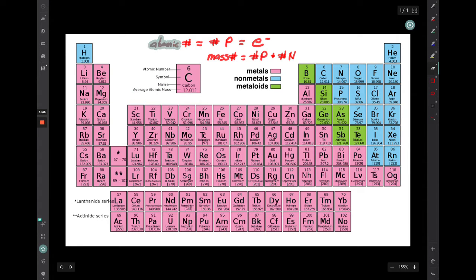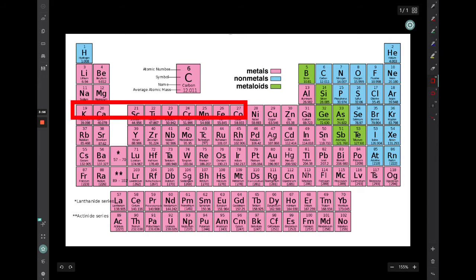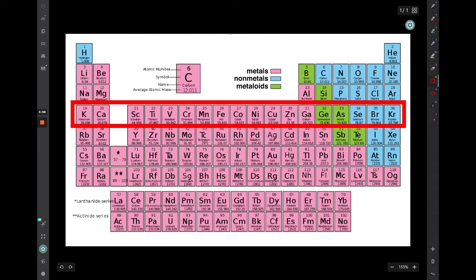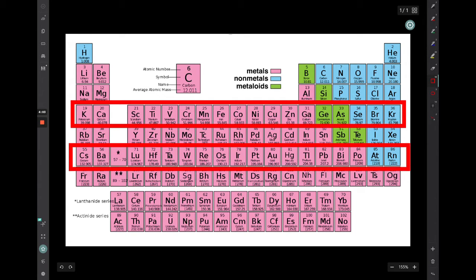Now, the way that the periodic table is laid out is in a series of rows and columns, and we have names for those. So, for example, here is a row on the periodic table. Here is a row on the periodic table. So there are 7 rows on the periodic table, and the rows are called periods, which is where the name periodic table comes from.